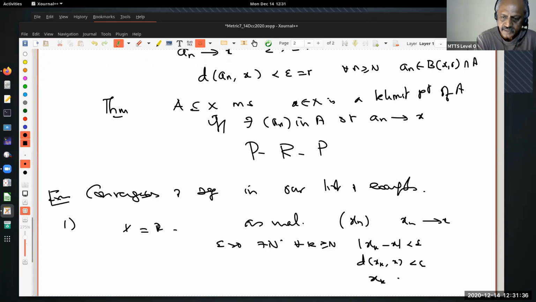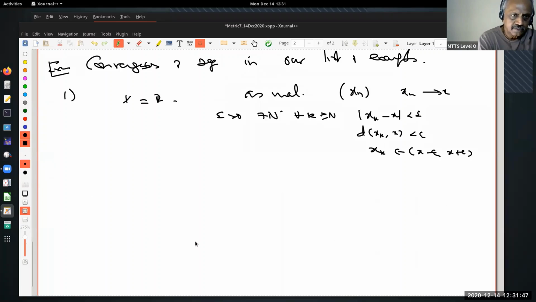This is the same as saying xk lies in the interval x minus epsilon to x plus epsilon. So a sequence of real numbers converges to a real number if and only if it converges in the metric space. Okay, there is no difference. But when it comes to x equal to Rn, a very interesting thing happens. Let us make it a sequence.